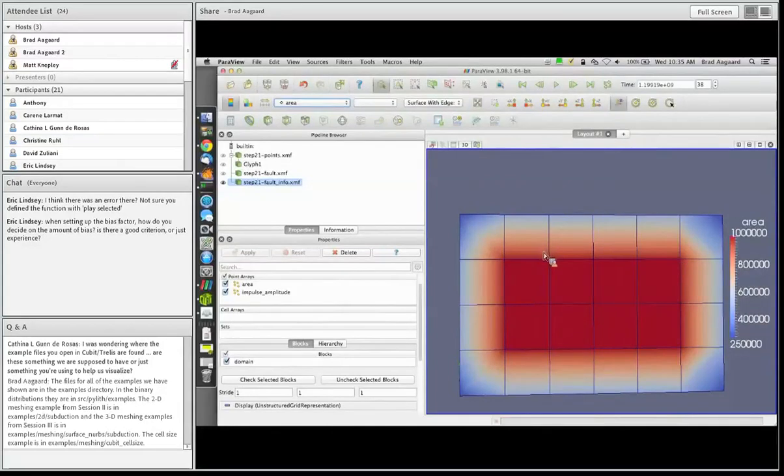So that wraps it up for this 3D greens function example. Are there questions about the differences between, say, 2D and 3D greens functions or greens functions in general? It looks like we're getting a question from Eric.